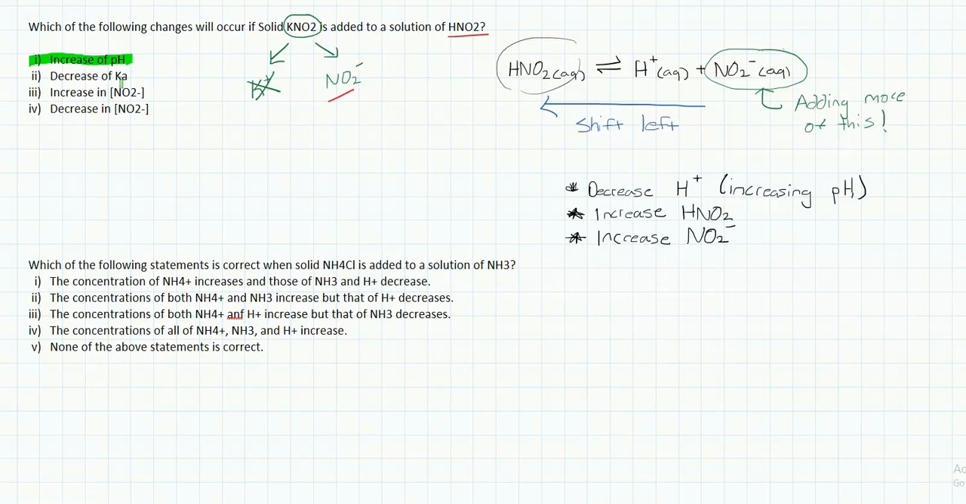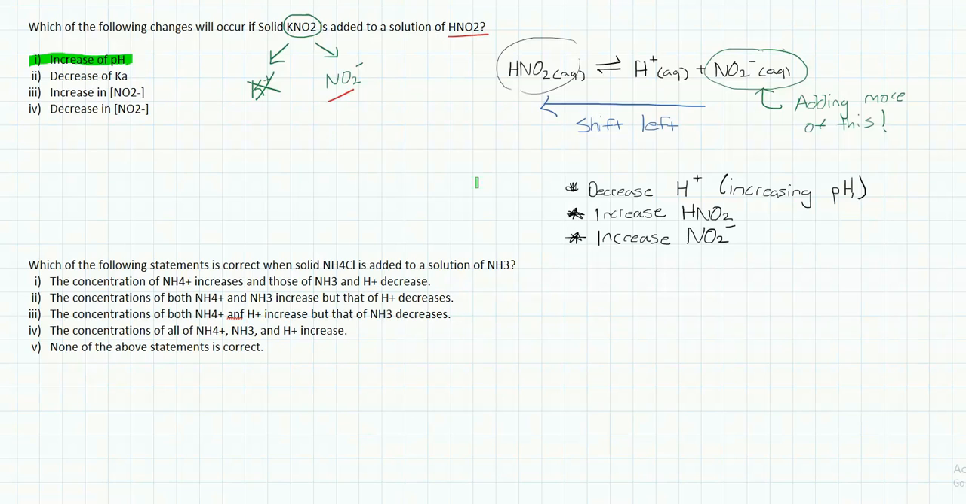How about the decrease of Ka thing? Well, that's complete nonsense. That Ka, the acid dissociation constant, is merely a property of the acid in question, HNO2. We can't change the property of the acid. That's not what we're doing. We're just changing the solution that it's in. So obviously, that one's nonsense. I'm not going to highlight that one.